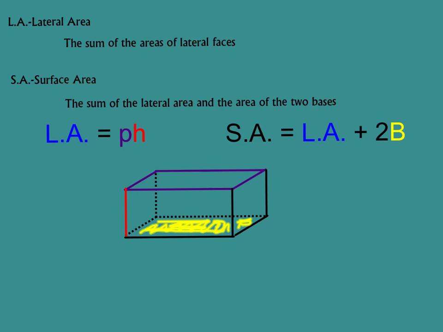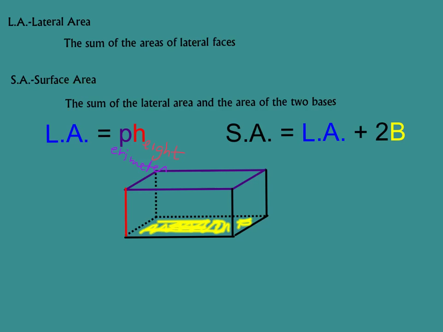So let's write that in there. Perimeter and height. Sorry, that's kind of hard to see. And you can see in the picture that I have my perimeter in purple, my height is in red. So I calculate my lateral area using just my perimeter times my height.